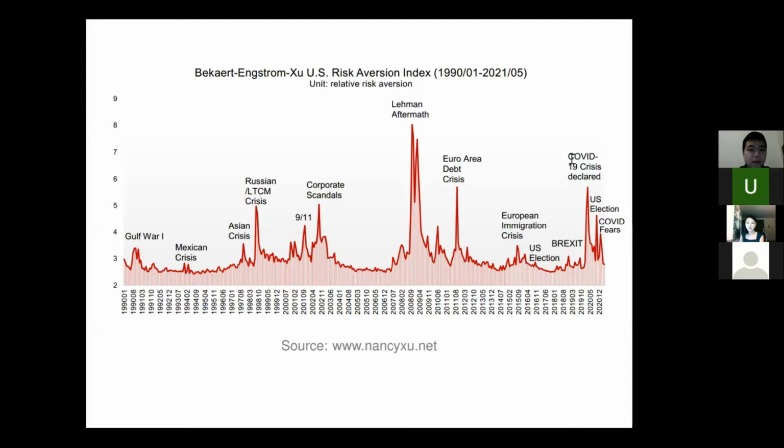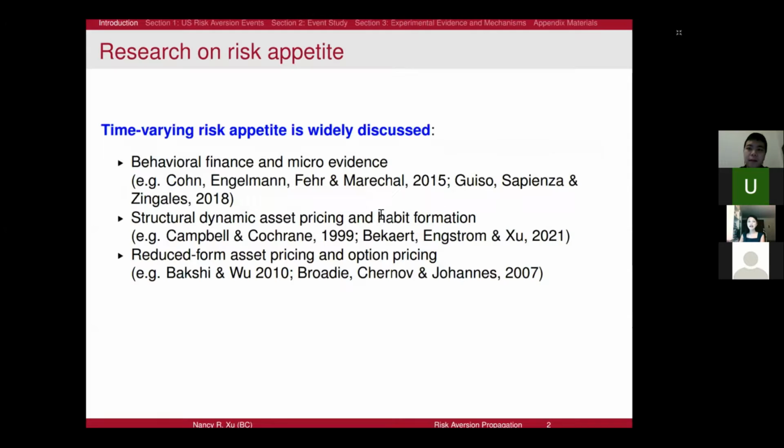We have the first time COVID was declared in March. We have the US election, not surprisingly, that caused a lot of fear and anxiety in the market. And in January this year, 2021, there was another fear because of the new variant from the UK. So I think this plot is quite interesting. Again, the main takeaway from this paper is that there's a strong time variation in risk aversion in the US. And just to put it in context, right?